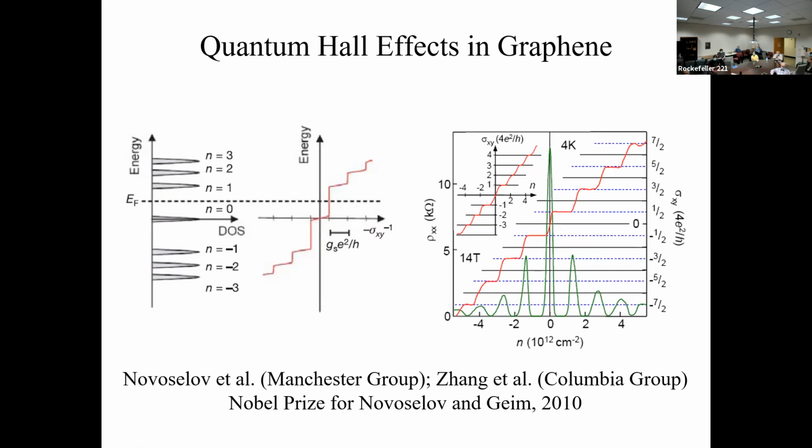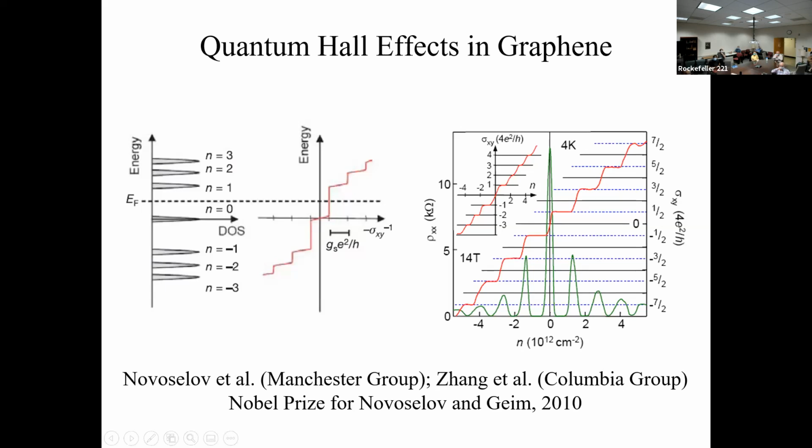So if you use 4e squared over h as the appropriate unit of the Hall conductance, then you find that the quantization is not at integer values but instead at half-integer values. And that, of course, is a very direct manifestation of the Dirac nature of the electrons in graphene. The Nobel Prize was awarded to the Manchester group people, Novoselov and Geim, but the Columbia group headed by Philip Kim actually made the same observation at essentially the same time.